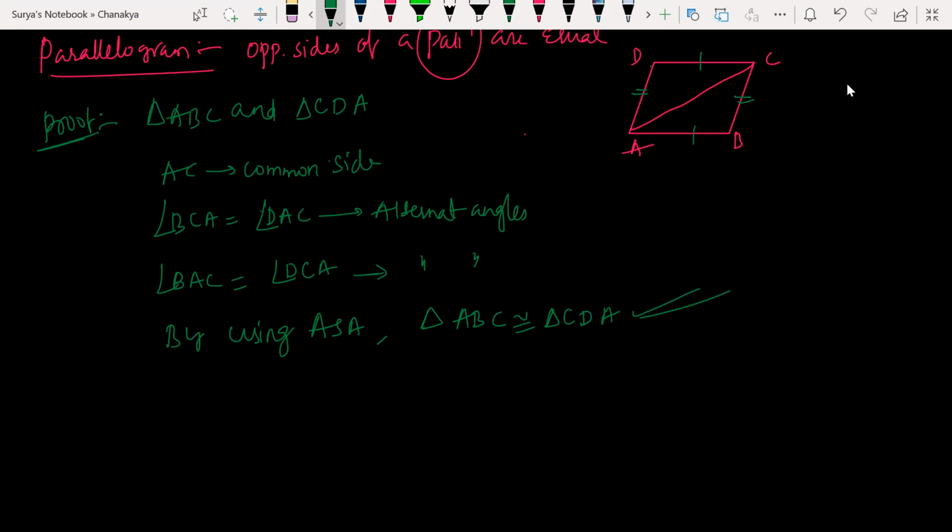Angle, side, angle rule. So what are the angles I have here? This one and this one. I have angle, side, angle. Anything is correct. Okay. BCA, BAC, DCA, from these two triangles. Yes or no? Very simple. So next, one more property we have learned: opposite angles are also equal here.